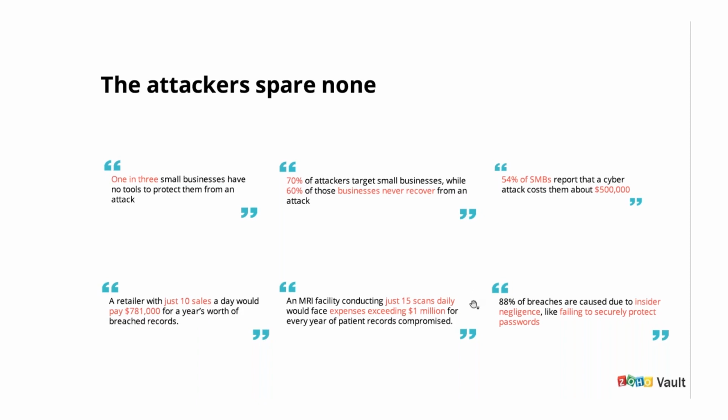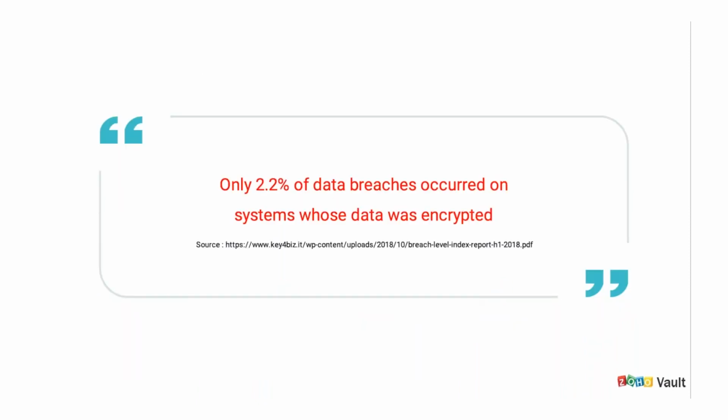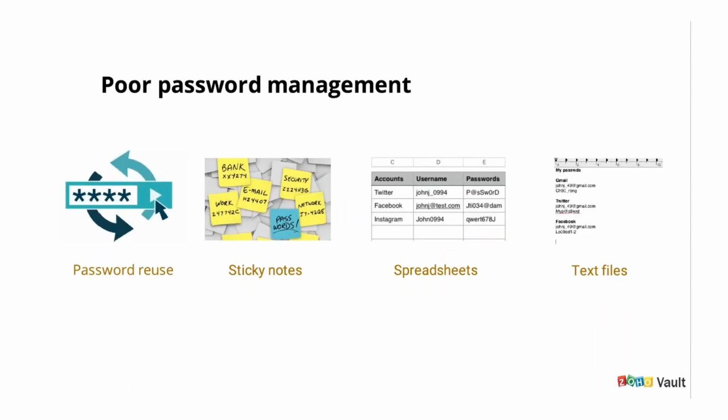And to add on, only 2.2% of data breaches happen on systems whose data was encrypted. Researchers have been trying to identify how people manage their passwords to narrow down on ways to safeguard data. One such research team at Virginia University analyzed data of about 28 million people and found that more than 1 in 2 people reuse their passwords.